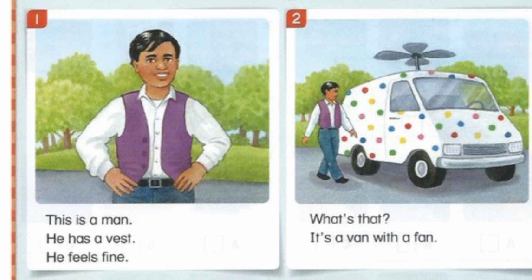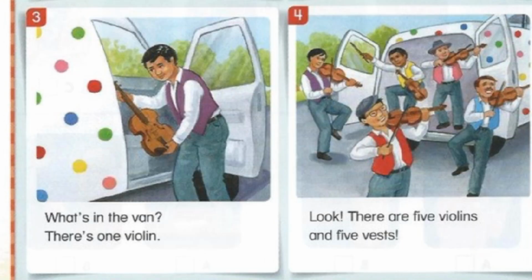Listen and read along. This is a man. He has a vest. He feels fine. What's that? It's a van with a fan. What's in the van? There is one violin. Look, there are 5 violins and 5 vests.